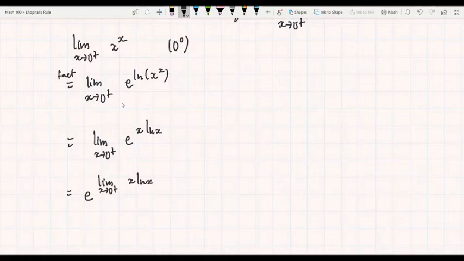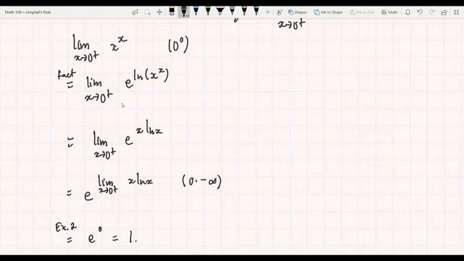So this limit we have seen in example 2, and its form is 0 times negative infinity. And by example 2, we have seen that its value is 0. So we have e to the 0, or 1. So the value of our limit is 1.